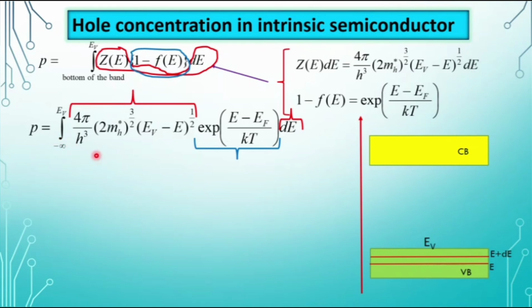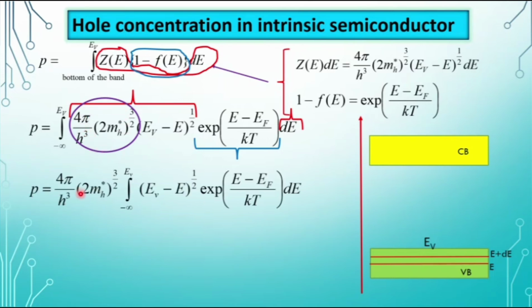In this integration, these terms within this circle, if you see, 4π by h cubed (2 m_h star) to the power 3 by 2, all these are independent of E, and hence these terms can be taken outside the integration. Taking these out, within the integration we are left with (EV minus E) to the power half exponential (E minus EF) by kT dE.